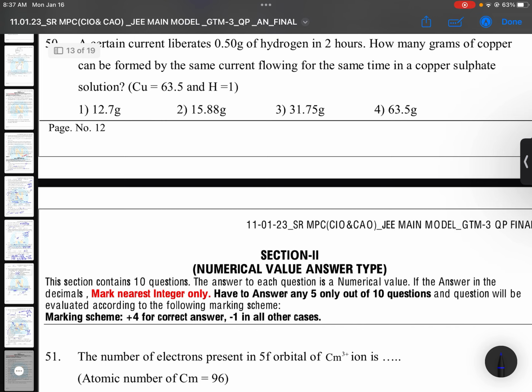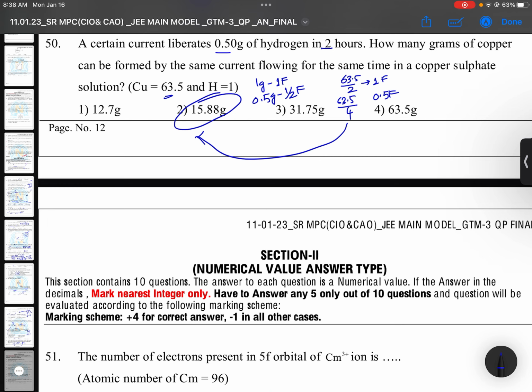A certain current liberates 0.5 grams of hydrogen in 2 hours. Two questions from electrochemistry, we didn't expect. 1 gram hydrogen by 1 Faraday, so 0.5 grams of hydrogen by half Faraday. Copper equivalent mass is 63.5 by 2 by 1 Faraday. So 0.5 Faraday means 63.5 by 4, which is 15.88. Faraday's second law.